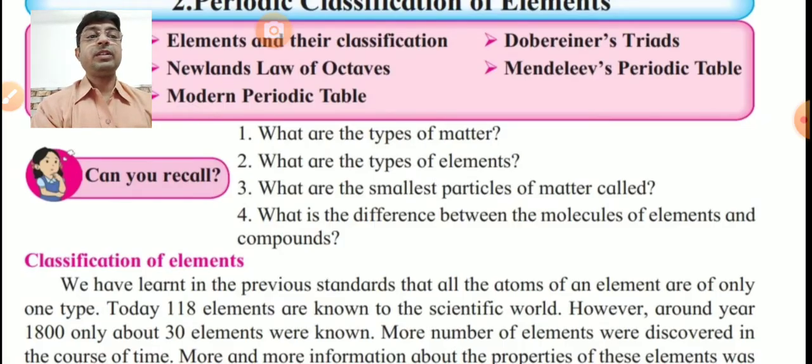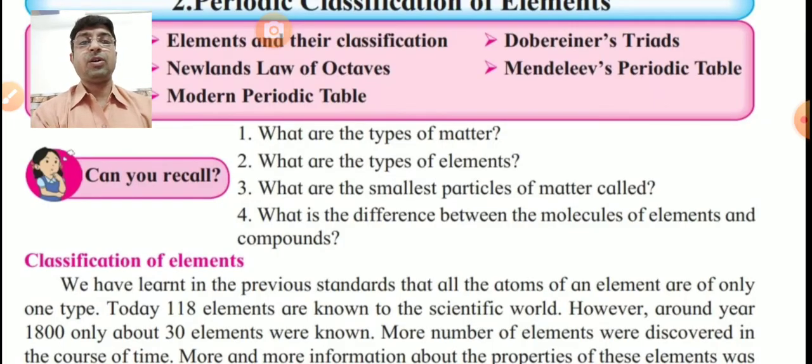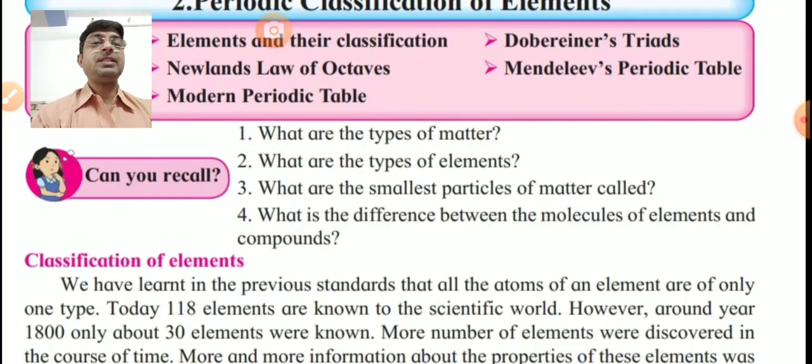Next, what is the smallest particle of matter called? The smallest particle of matter is called an atom. What is the difference between the molecule of an element and the molecule of a compound? The molecules of an element are made of one or more atoms that are exactly alike, whereas the molecules of a compound are made up of different elements. So this is the basic part that we already learned in the previous standard.